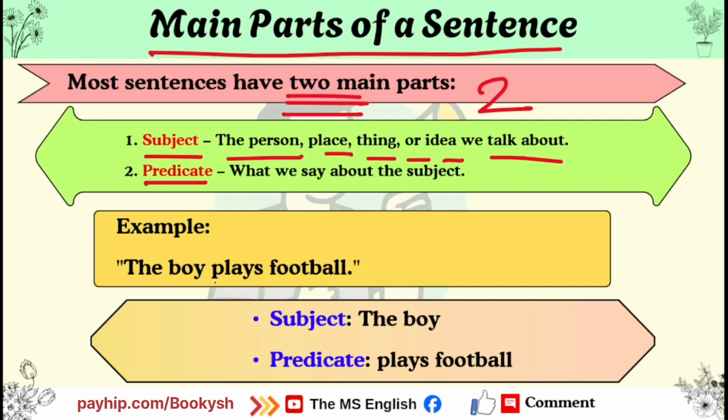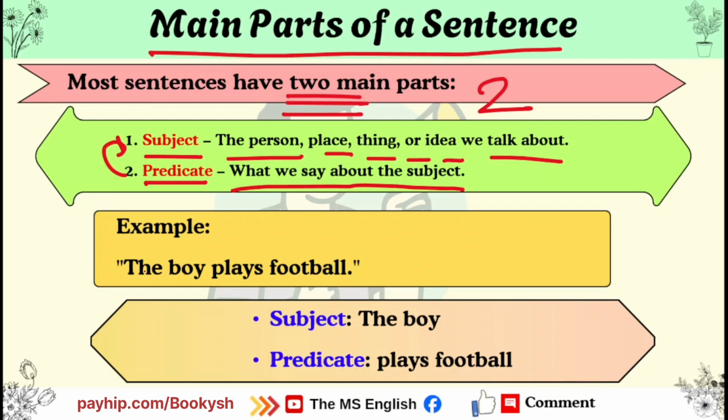These will be subject. Predicate is what we say about the subject. So subject will be person, place, thing or idea, and predicate will be what we say about the subject. This will be the predicate. What we say about the subject, this will be the predicate. So for better understanding, we are taking an example.